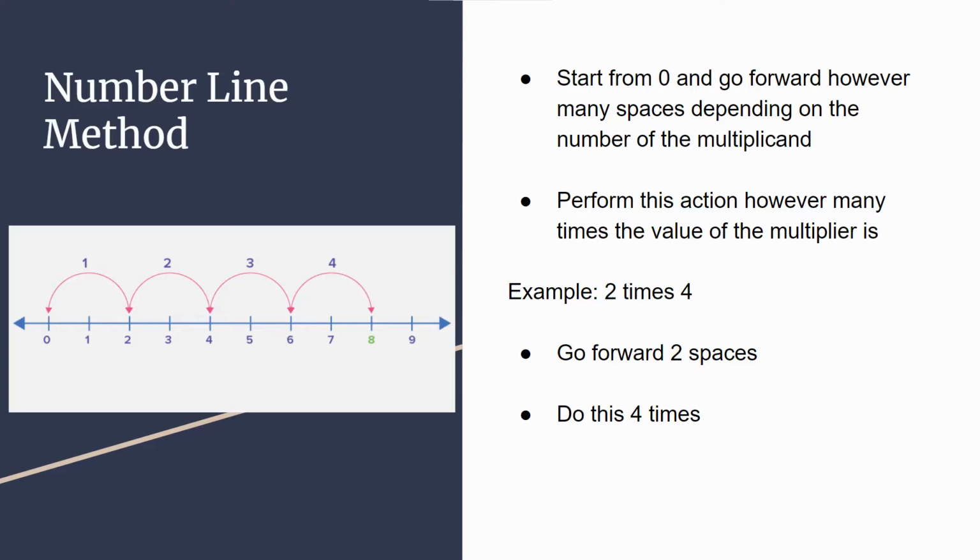The next method to multiply is to use a number line. You would start from 0 and go forward however many spaces depending on the value of the multiplicand, and you would do this step however many times the multiplier is. So for 2 times 4, you would go forward 2 spaces 4 times to get 8.